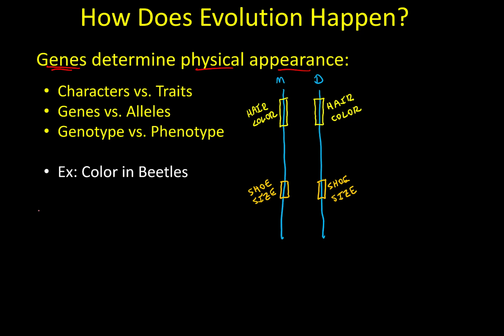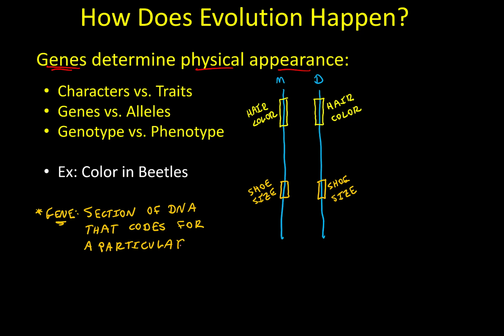So if we were to define the term gene, a good way to do it would be to say that a gene is a section of DNA that codes for a particular characteristic. I'm going to not use the word characteristic, though. Instead, I'm going to use the word character.